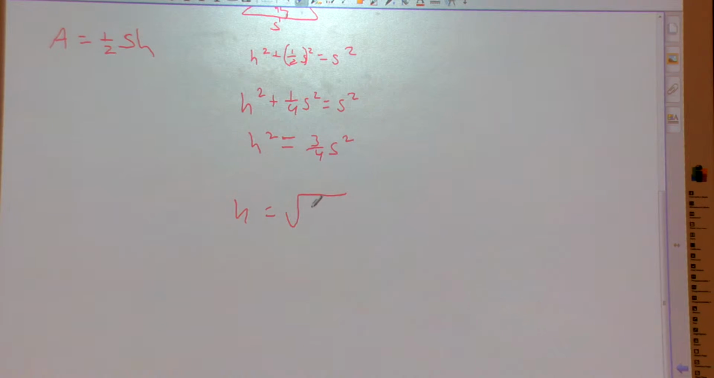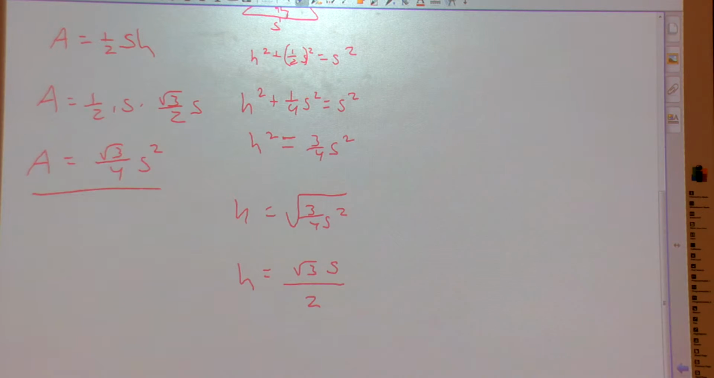Now, of course, we don't need the plus or minus. And I have some perfect squares in there. Square root of 3, I have to leave the square root of 3. Square root of S squared is just S. Square root of 4 is just 2. So back over here on my area, I have 1/2 S, but H is square root of 3 over 2 S. So the area is square root of 3/4 S squared. That is the area of an equilateral triangle.